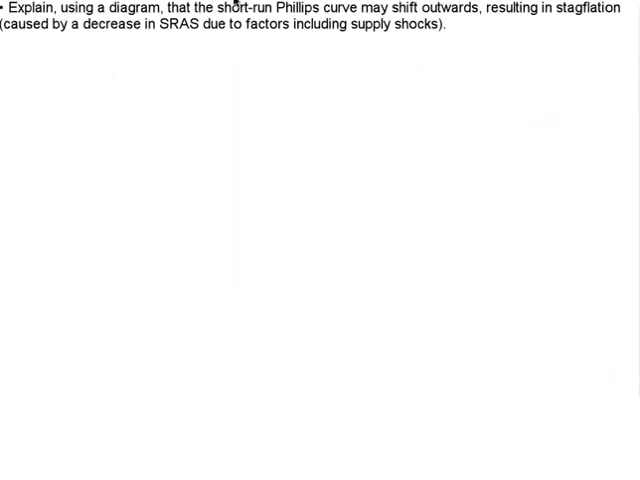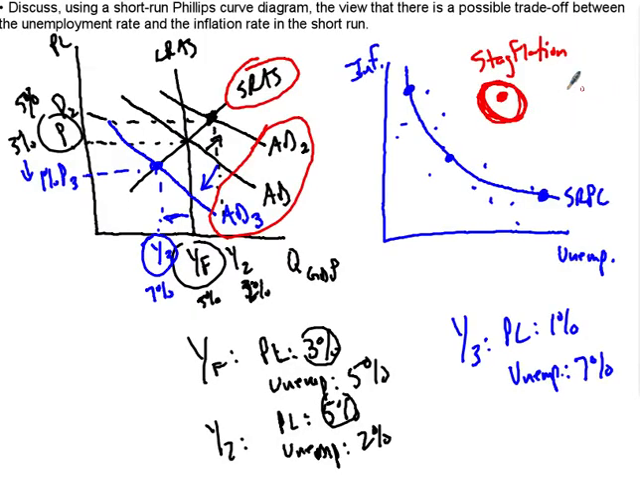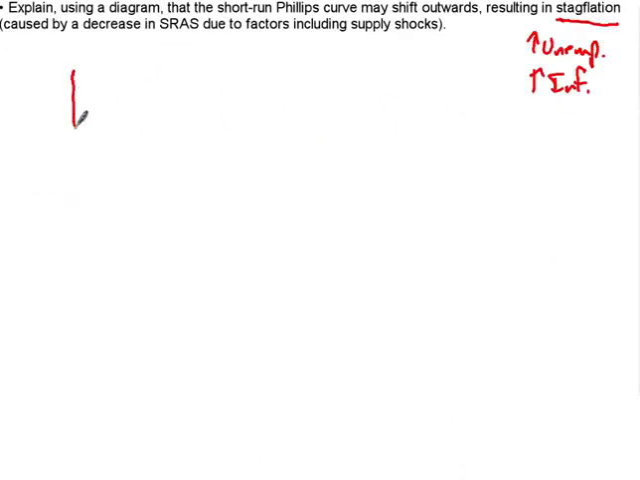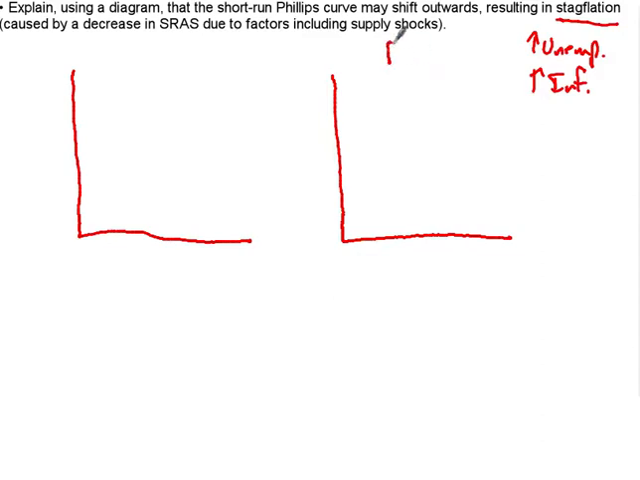So this says, explaining this diagram, that the short-run Phillips curve may shift outward, resulting in stagflation. All right. And so stagflation is when you have high unemployment and high inflation, which, again, according to this, shouldn't happen, if this is correct. All right, and so the fact that it did tells us that there is this flaw with it. And so let's go ahead and draw this out again. Let's draw two of these, okay? And so this will be our Phillips curve.